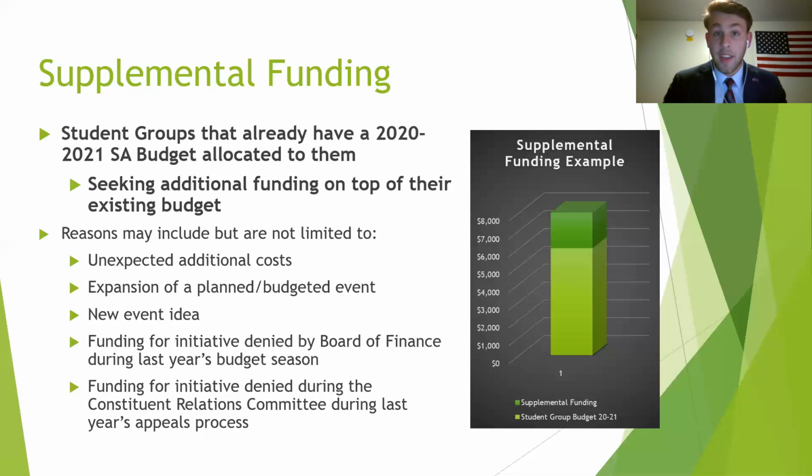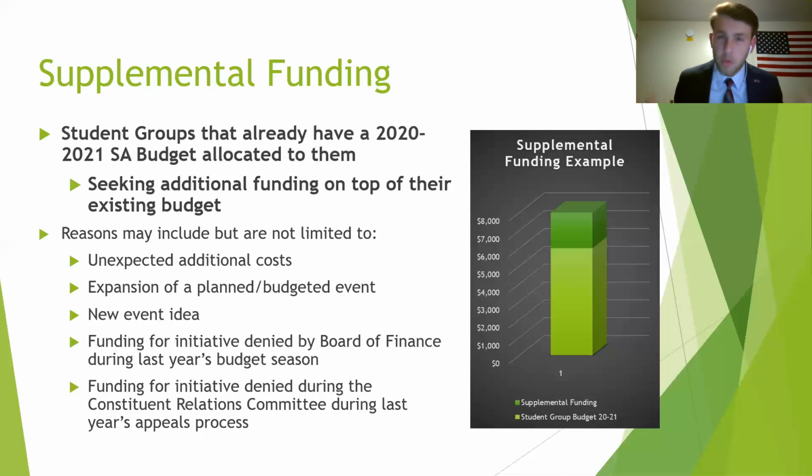Think about it. You have an e-board from the previous year requesting a budget for you now. So you're going to have new ideas, and sometimes that's going to cost more money, but that's not a problem. Come to us. Also, if your funding for certain initiatives was denied by either the Board of Finance during the budget season process or by the Constituent Relations Committee during the appeals process, you can also come in and try again to request it to the supplemental funding line. But yeah, that makes sense. Student group, you already have a budget. This is the line you go to.